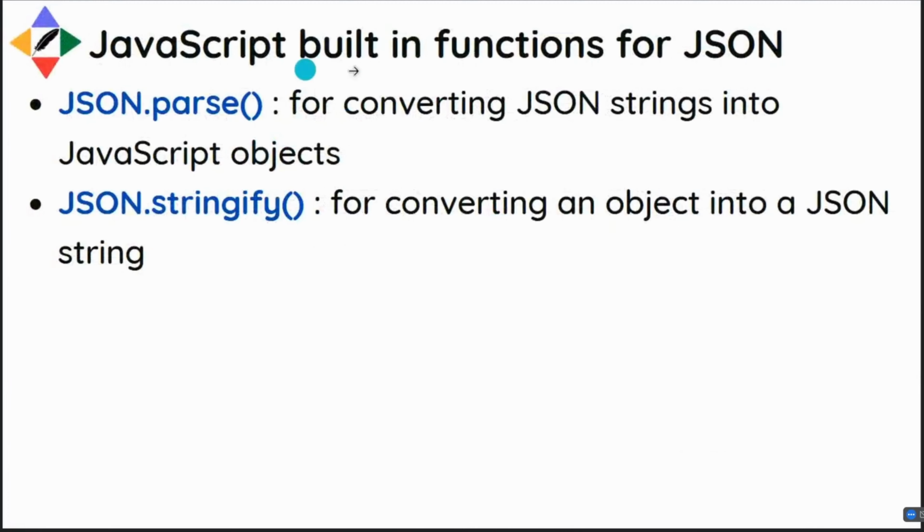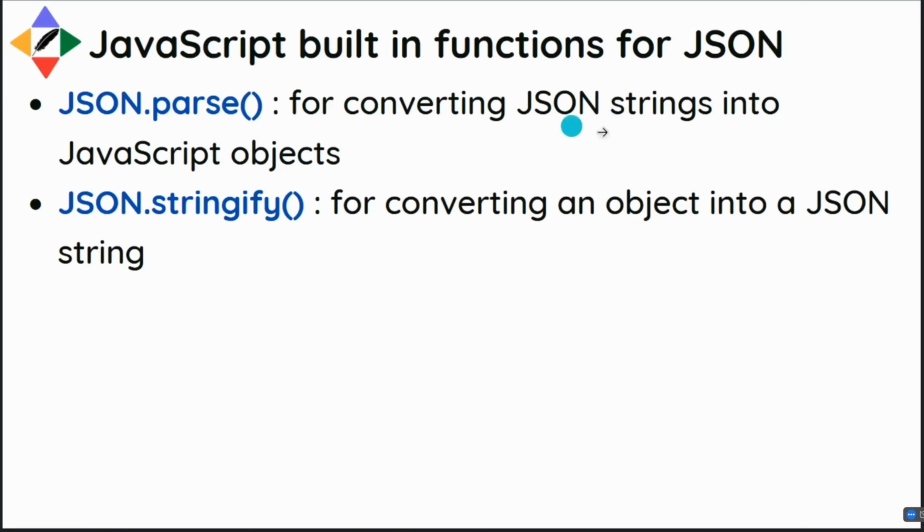There are two JavaScript built-in functions for using JSON. We are currently working on JavaScript as a programming language, so JavaScript in itself has built-in functions for reading and converting JSON files. What are they? JSON.parse is one built-in method or function. It is used for converting JSON strings into JavaScript objects. And then there is JSON.stringify for converting an object into a JSON string.